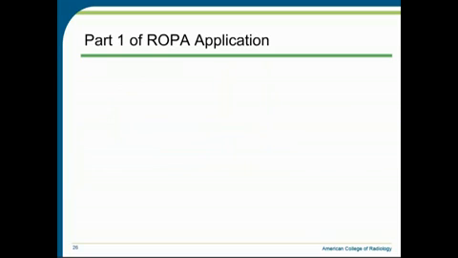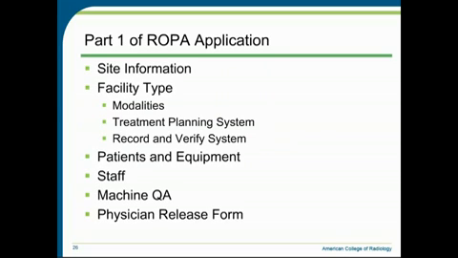So, part 1 of the ROPA application. This is basically the demographics of your facility, what you do for treatments, what kind of coordinate verify system you have, treatment planning system. We want to know how many patients you treat, what type of equipment you have, your morning warm-up, your staff, and we need to have each and every physician that treats patients, and physician release forms give us permission to review the charts.